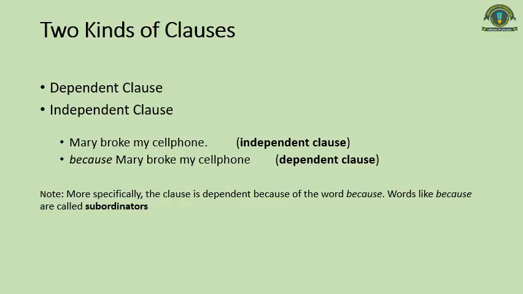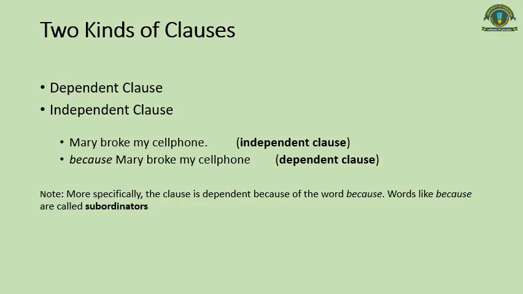So after the concept of phrases, we have discussed clauses as well. Now we need to understand the kinds of clauses. There are 2 kinds of clauses we need to know about: dependent and independent. To see the difference between the 2 kinds, read the following examples.